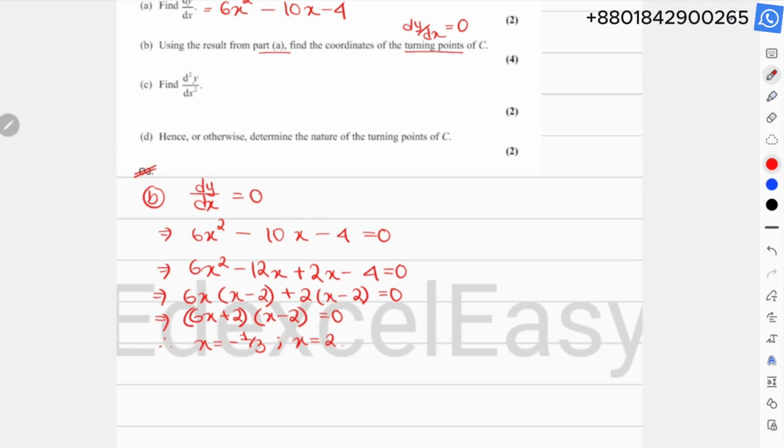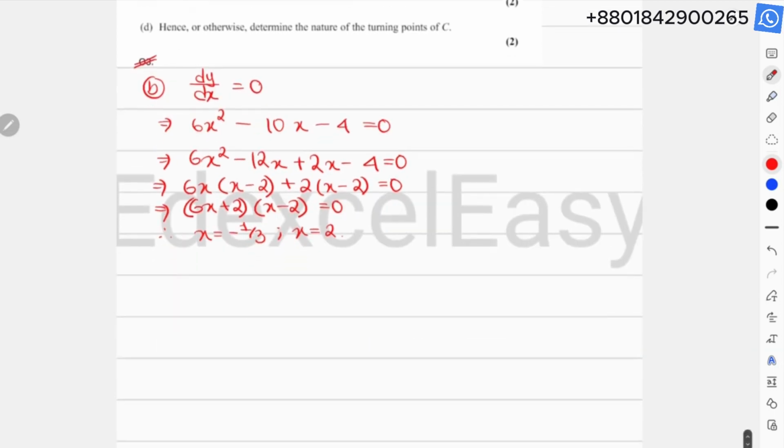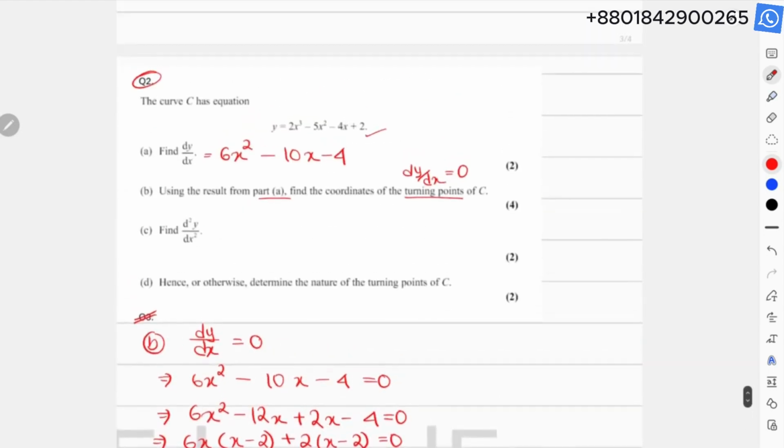For the coordinates, we also need the y coordinate, right? These are only the x coordinates for the turning points. In order to find out the y coordinate, I'll input these values for x into the original equation for y. So the original equation of y was 2x cubed minus 5x squared minus 4x plus 2.